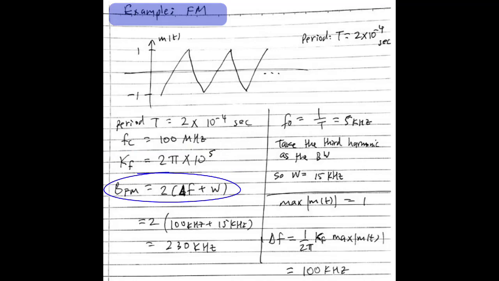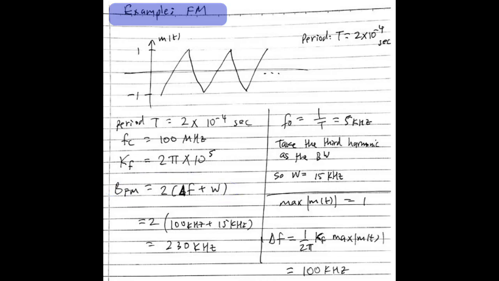Let's apply Carson's rule, which estimates the bandwidth of an FM signal as 2 times the quantity modulation index plus 1, times the message bandwidth W. For frequency modulation, the modulation index is given by the frequency deviation divided by the message bandwidth. The FM bandwidth can also be written as 2 times the quantity delta F plus W.